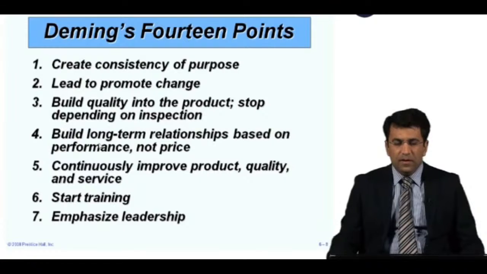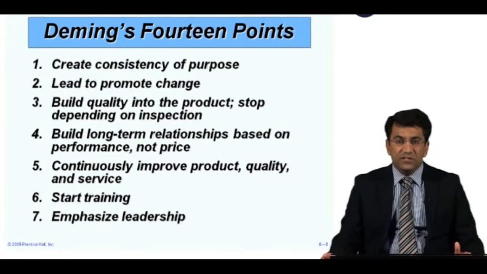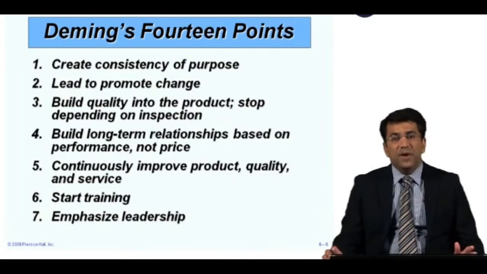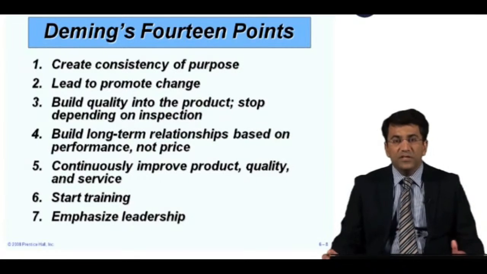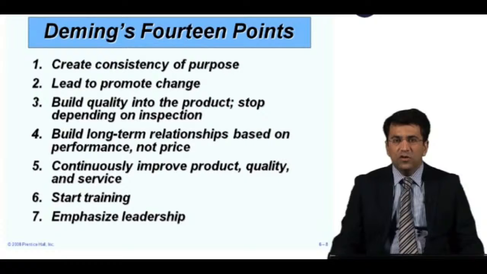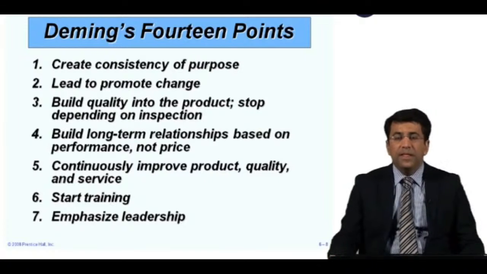The third one: build quality into the products, stop depending on inspection. We have already discussed this concept, which is given by Deming: we should always try to prevent defects right at the first point of production, rather than depending on inspection, after which you would know that some product is rejected or accepted. So our full concentration should be on the prevention side and not on the inspection side.